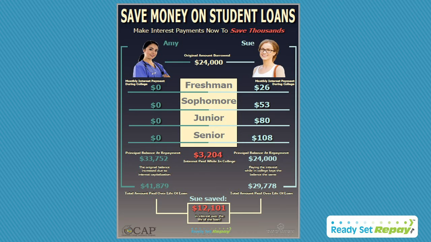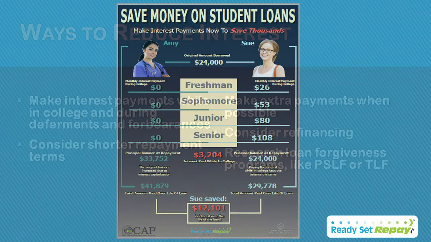As you can see here, Amy and Sue both borrowed $24,000 in unsubsidized student loans. Sue paid the interest on her loans while in college, but Amy did not. So when Sue graduated, she only owed the original $24,000 she borrowed, while Amy's total balance due after graduation was $33,752. Amy's interest had been capitalized, and she owed considerably more upon repayment than Sue did.